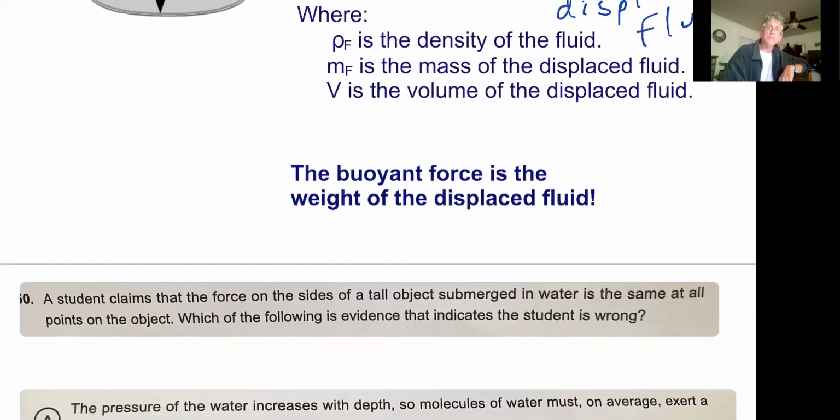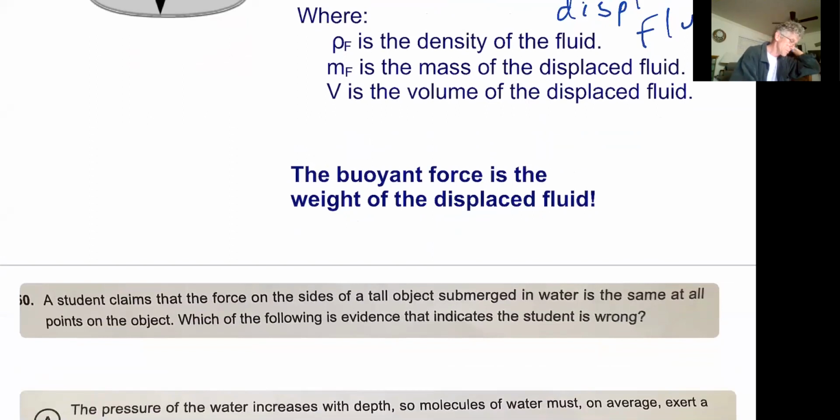Okay, so you can see right there, the buoyant force is the weight of the displaced fluid. You need to know that without a doubt.